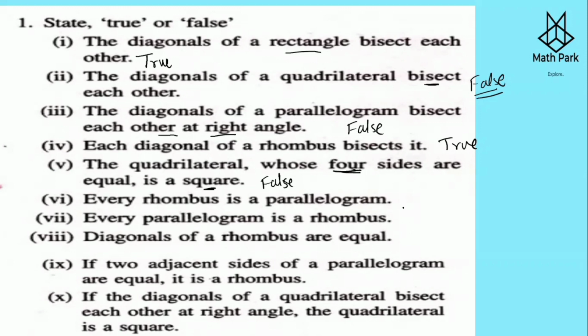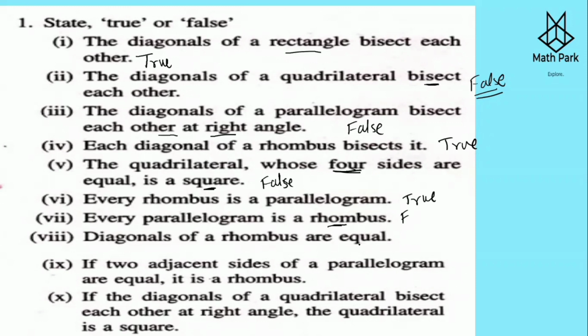Every rhombus is a parallelogram is a true statement. Of course, it is true because a rhombus follows all the properties of a parallelogram. Every parallelogram is a rhombus is a false statement. Every parallelogram cannot be a rhombus. For a parallelogram to be a rhombus, all sides should be equal.